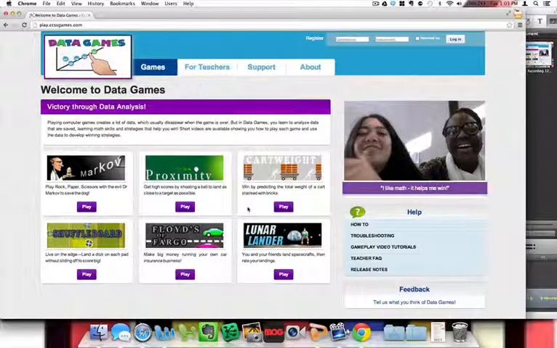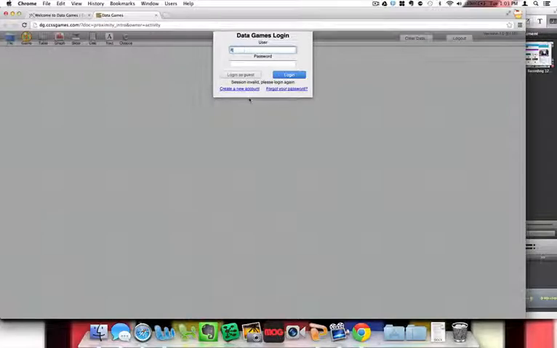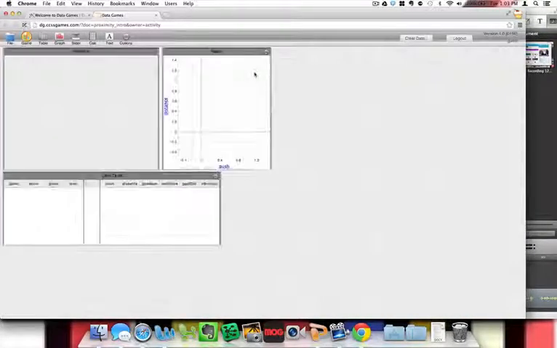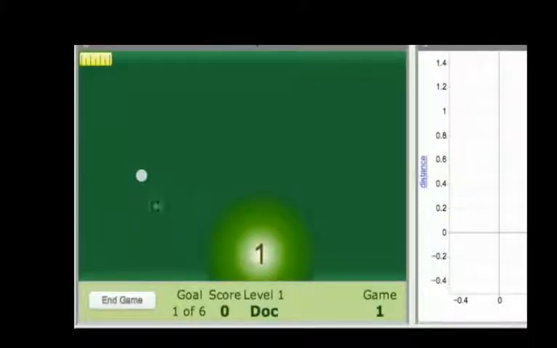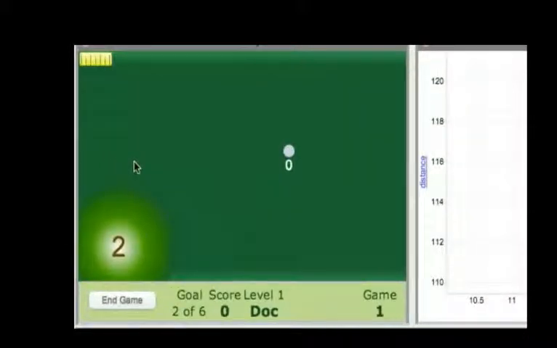Welcome, fellow teacher, to Data Games and to the game called Proximity. This game is all about direct proportion. The distance that the ball goes is directly proportional to the amount of pullback I give it, in this case 11.5. You don't want to tell the students that. You want them to figure it out for themselves and then to use that direct proportion in order to get a high score in the game.